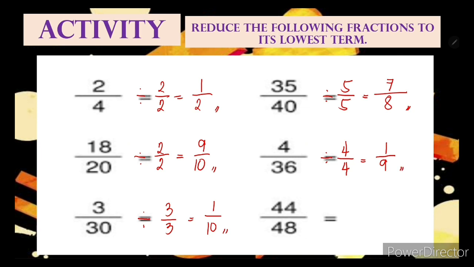Next, 44 all over 48. So, their GCF is 4. So, we will divide them by 4. 44 divided by 4 is equal to 11. All over 48 divided by 4 is equal to 12. So, the lowest term of 44 all over 48 is 11 all over 12.